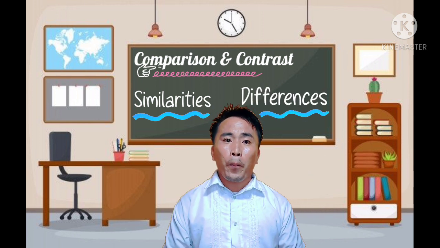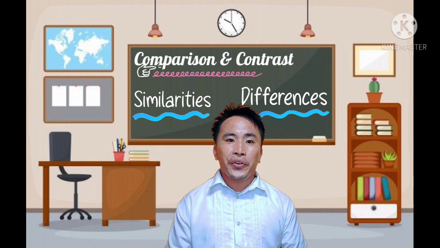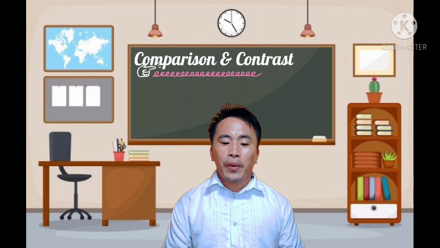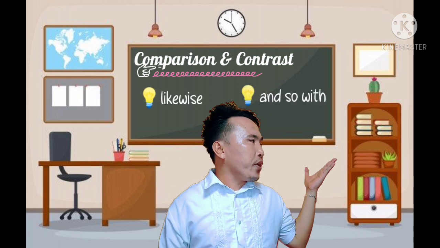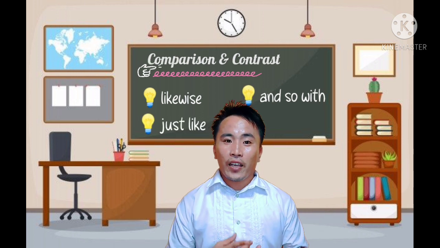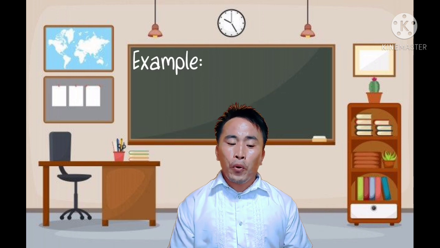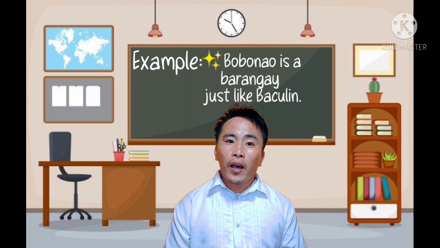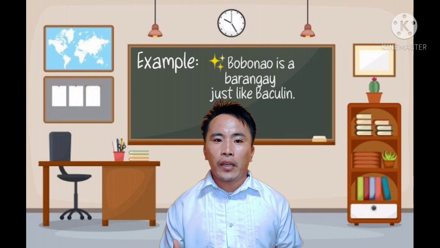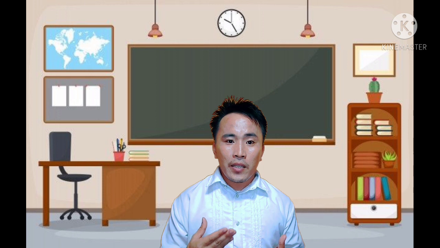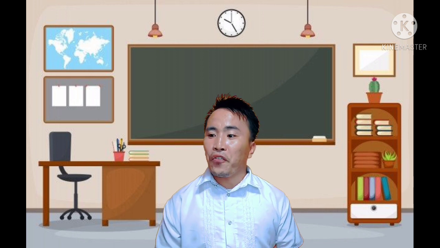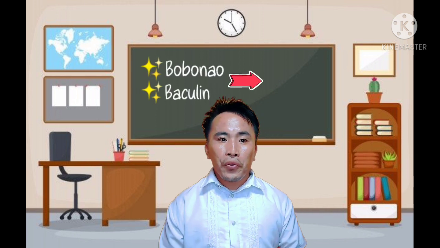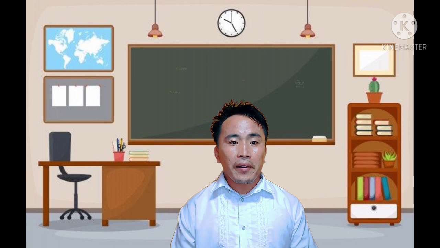When we say comparison and contrast, it tells us about the similarities and differences of the given items in the topic. When we compare two objects, we consider their similarities. With that, we use the following transitional term like likewise, and so with, and just like. Kids, for example, Bubunaw is a barangay just like Bakulin. I'll repeat, Bubunaw is a barangay just like Bakulin. Now, can you tell me their similarities? Anybody from the class? Very good. Their similarities is Bubunaw and Bakulin are both an example of a certain barangay.